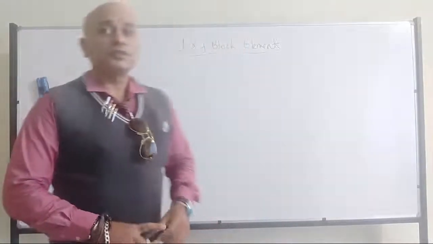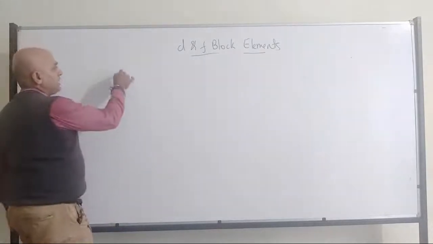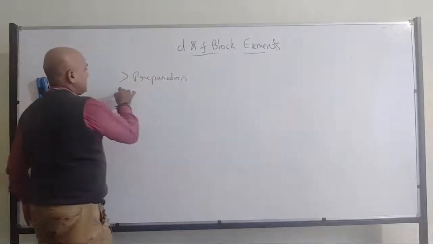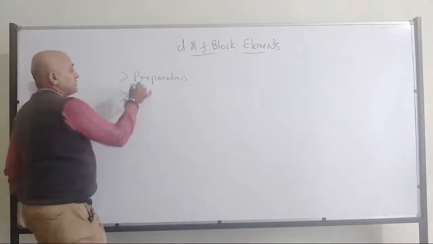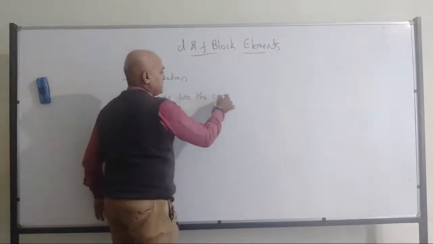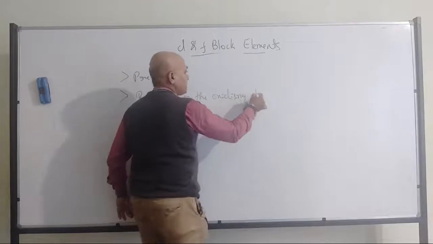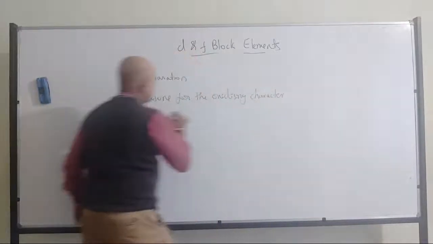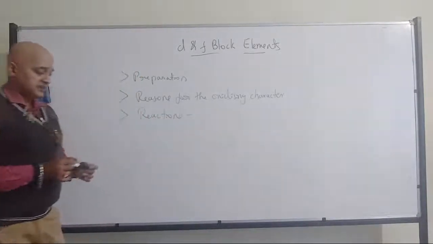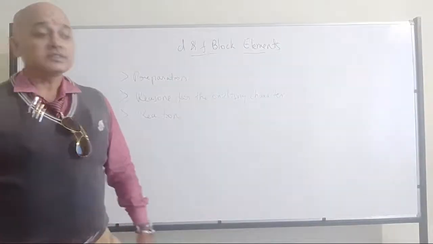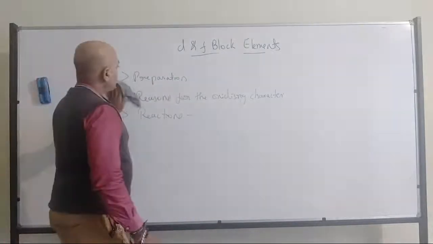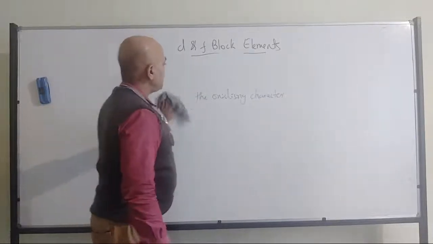Okay. So with respect to potassium dichromate, what have we discussed? First we discussed the preparation. Then we discussed the reasons for the oxidizing character of potassium dichromate. Then we discussed the reactions, especially one reaction in detail, with respect to the oxidizing character of potassium dichromate. Fine? Any doubts? So why is potassium dichromate a strong oxidizing agent under acidic condition?